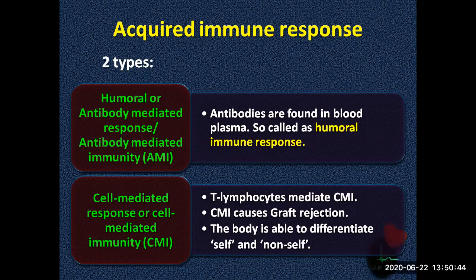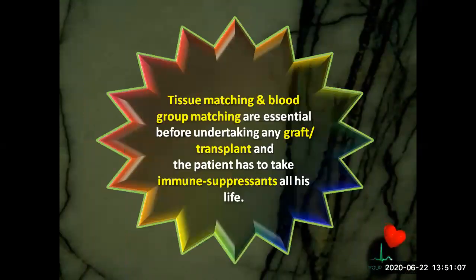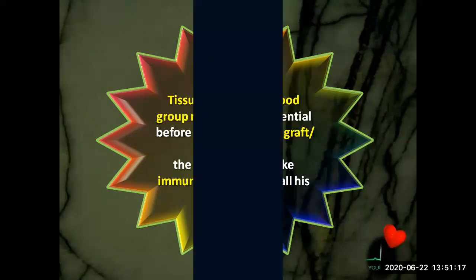Cell mediated immunity causes graft rejection. The body is able to differentiate self and non-self. See, here we have to get back again. This is the area we got 2 times in the examination, in recent times, within the last 5 years itself. Cell mediated immunity causes graft rejection. Tissue matching and blood group matching are essential before undertaking any graft or transplant, and the patient has to take immune suppressants throughout life.